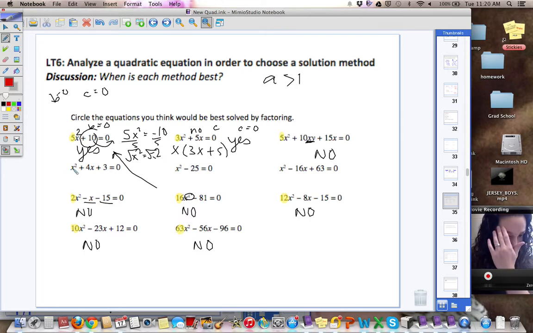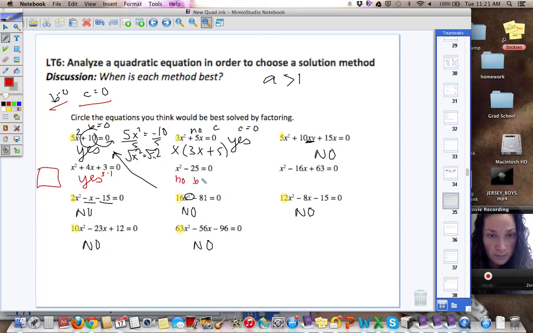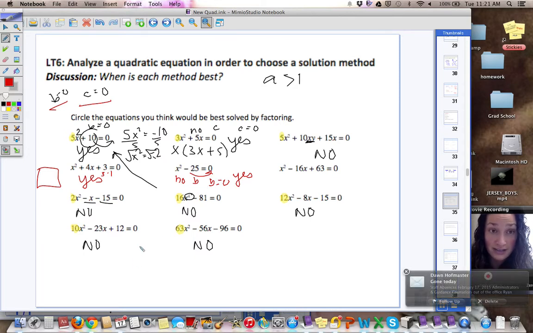So here, now I'm thinking, can I do the box or can I still do this? So could I do the box here? 3 times 1 would give me 3, and 3 plus 1 is 4, so I could make a box on this. So I'm going to say yes. Everything in this column's done. Come up to here. There is no b, or b equals 0, which means I can move this 25 over, so I'm going to say yes, because b is 0. So if b is 0 or c is 0, you most likely can solve by factoring.